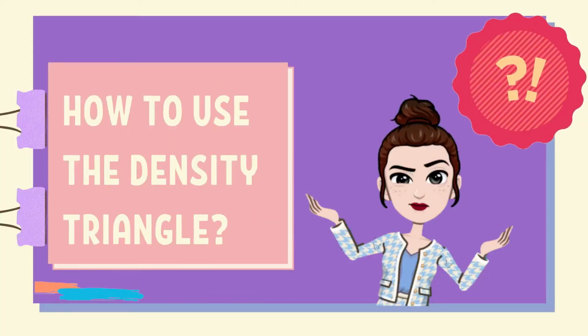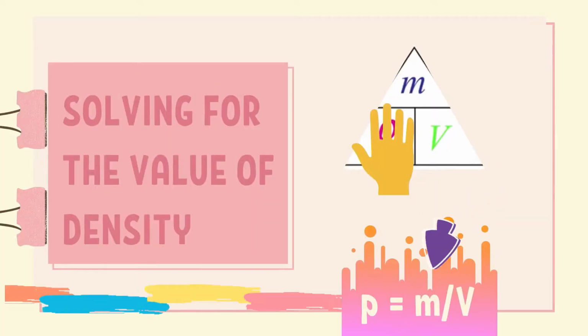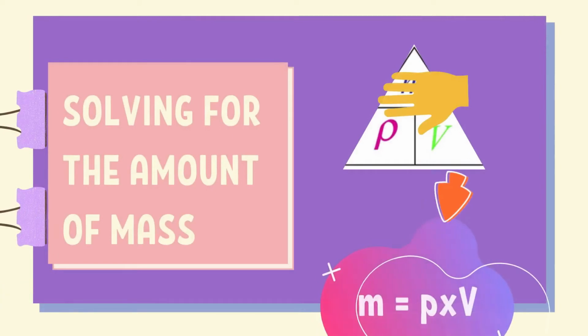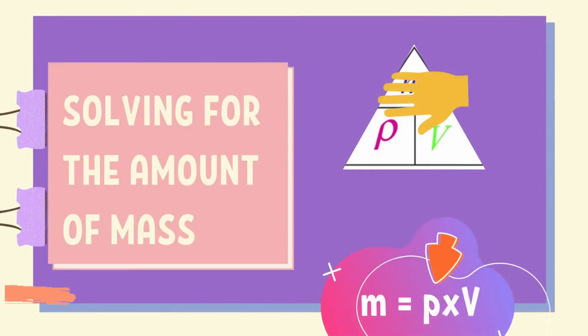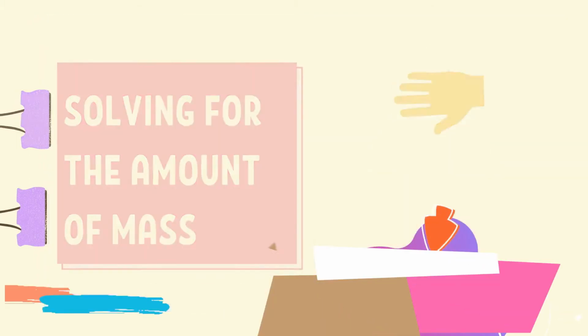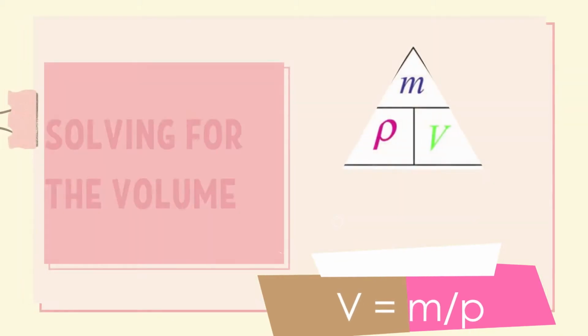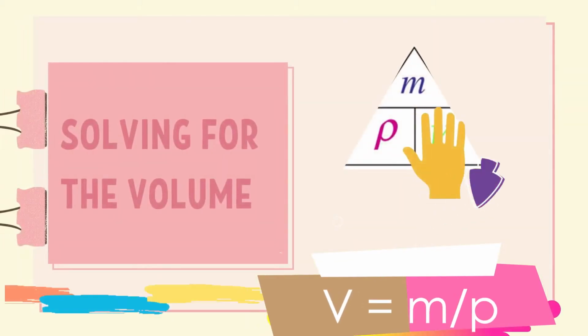But how to use the density triangle? In solving for the value of density, we just have to cover its symbol ρ, and we'll be left with ρ is equal to M over V. In solving for the amount of mass, we just have to cover its symbol M, and we'll be left with M is equal to ρ times V. And lastly, if we're going to solve for the volume, we just have to cover its symbol V, and we'll be left with V is equal to M divided by ρ.